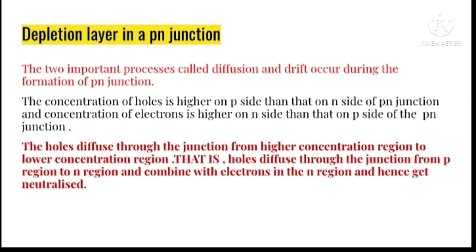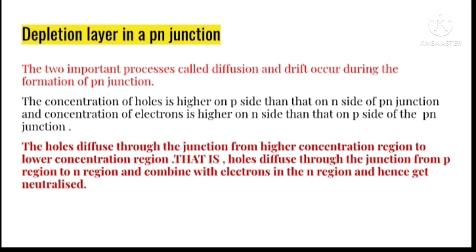The concentration of holes is higher on the P side than on the N side of the PN junction. Similarly, the concentration of electrons is higher on the N side than on the P side. So, during the formation of the PN junction, holes diffuse through the junction from the high concentration region to the low concentration region, that is from the P side to the N side, where they combine with the electrons in the N region and get neutralized there.